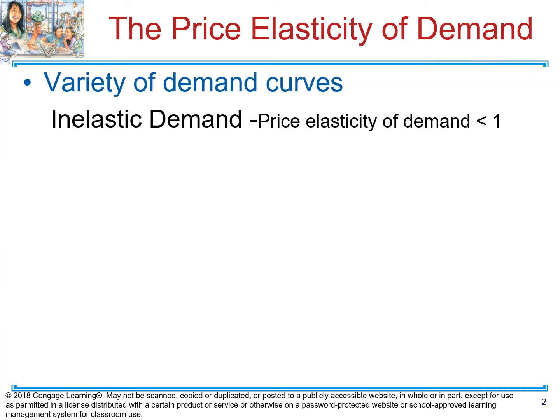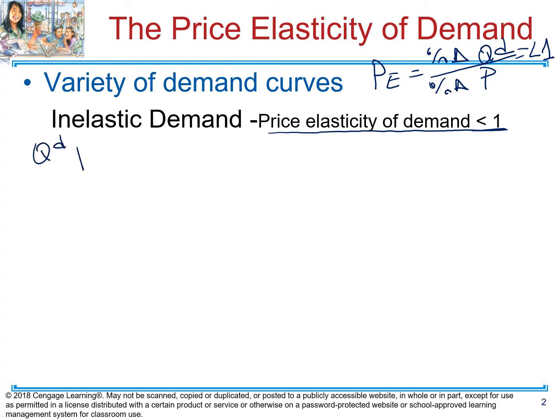So the next one is inelastic demand. If we're talking about inelastic demand, price elasticity is going to be less than 1. Once again, if we put in our formula percentage change in quantity demanded over the percentage change in price, then this number is going to be less than 1. So the next thing, we're talking about quantity demanded. Quantity demanded proportionally moves less than price.